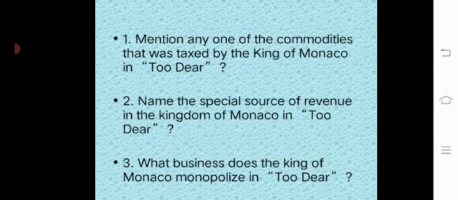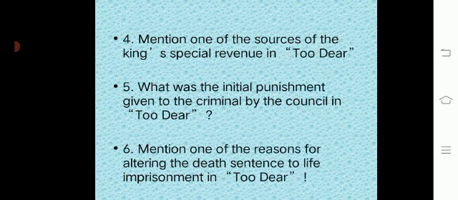Then, name the special source of revenue in the Kingdom of Monaco in Two Dear. Question number 3. What business does the King of Monaco monopolize in Two Dear? Then, question number 4. Mention one of the sources of the king's special revenue in Two Dear.